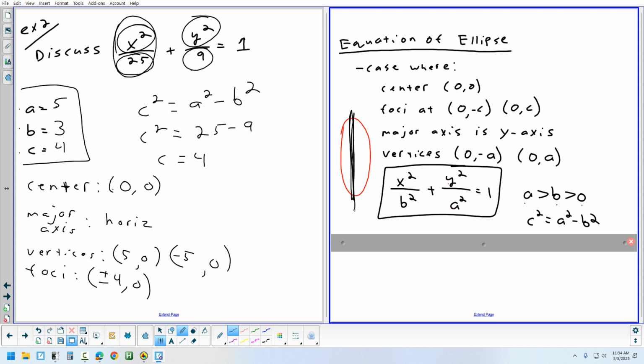Okay, so foci, C units above and below center. Vertices, A units above and below center. Other than that, everything's the same.